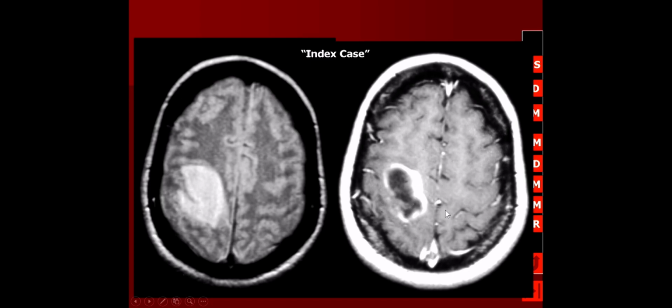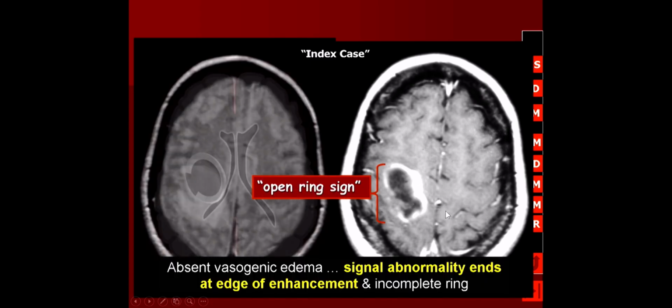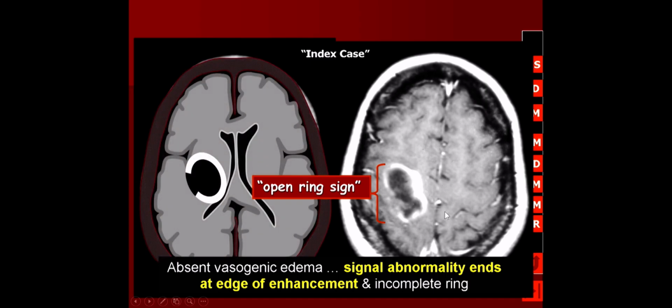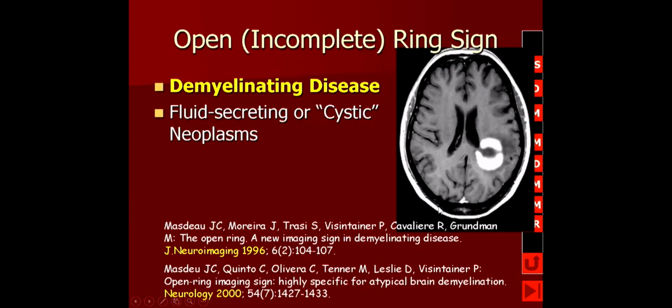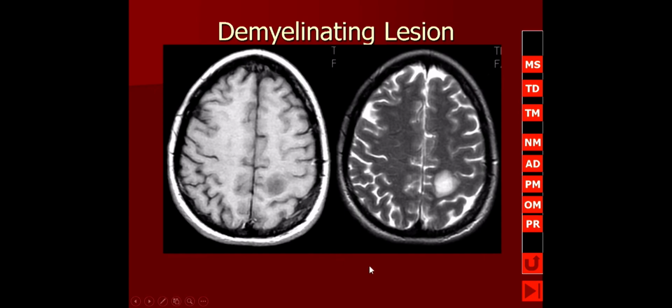Now, a better perspective is the one that we learned from a couple of papers that appeared in the neurology literature, and that's what they call the open ring sign. That was published by Joe Masdu in Journal of Neuroimaging and then in Neurology. When you have a tumefactive demyelinating lesion, you have an incomplete rim of enhancement around the outside. And that's the classic sign that people look for, this horseshoe or open ring pattern of enhancement.